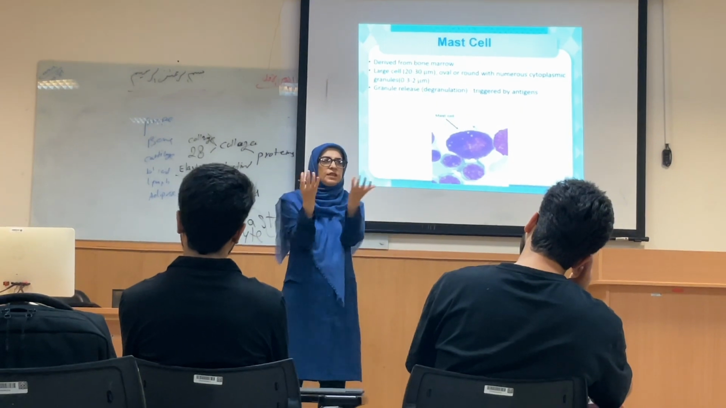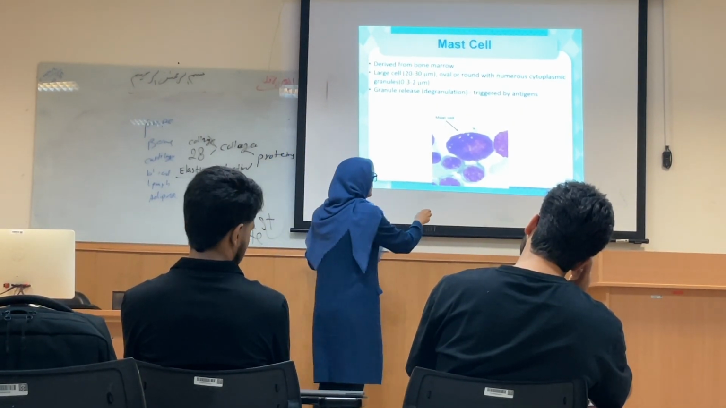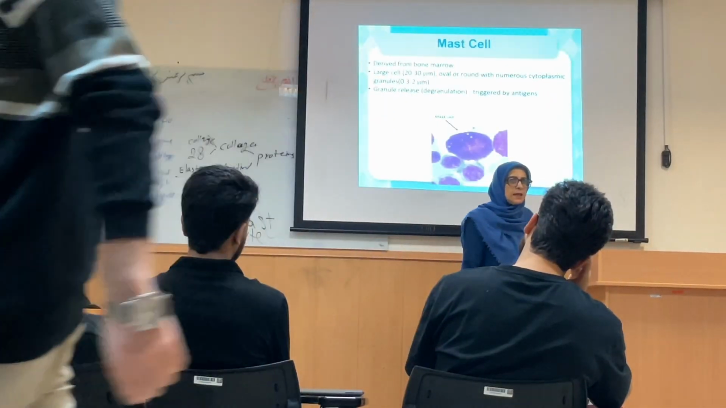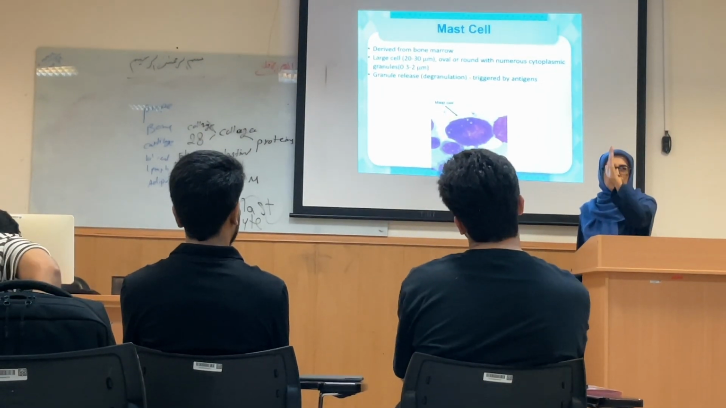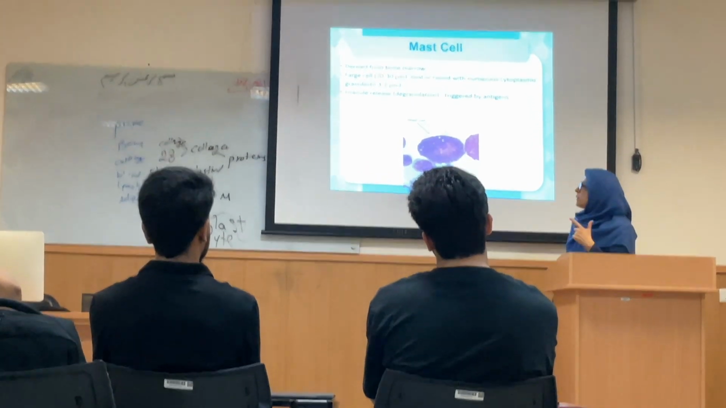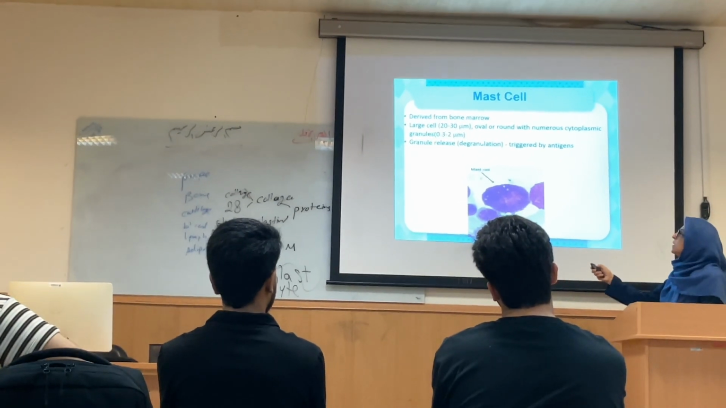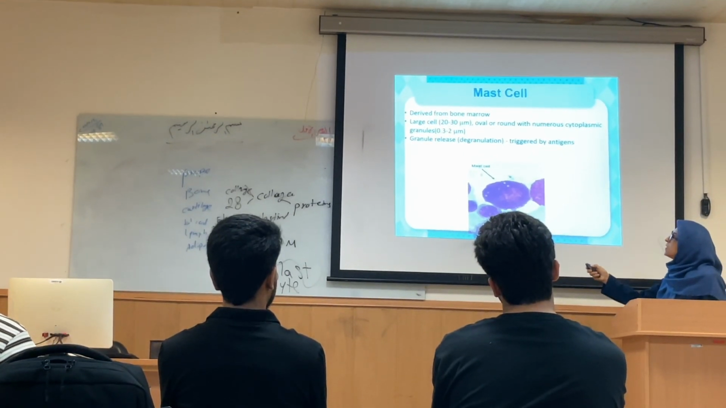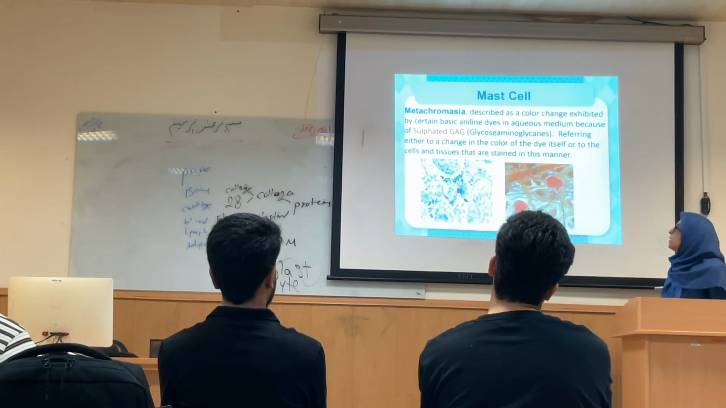All of these are antigens that attach to the receptors located on the surface of the mast cell, as I said yesterday. The ligand attached to its receptor activates some cascade in the cell. These granules are released, a process named degranulation.